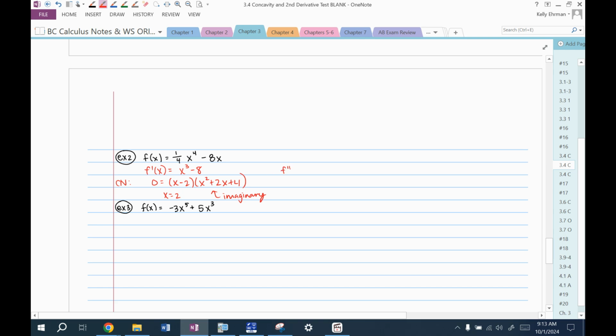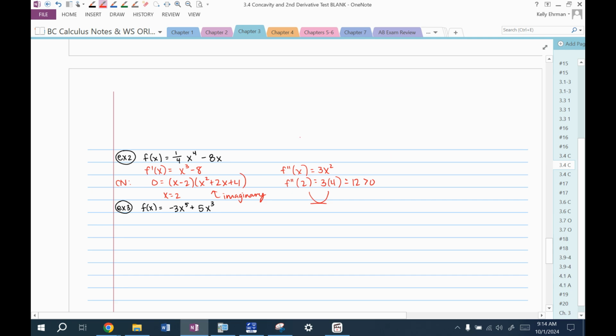So now let's find f double prime. That would be 3x squared. And let's evaluate f double prime at 2. 3 times 4 is 12, which is greater than 0. Again, I have to sketch this out. If the second derivative is positive, concave up, so I've got a relative min.